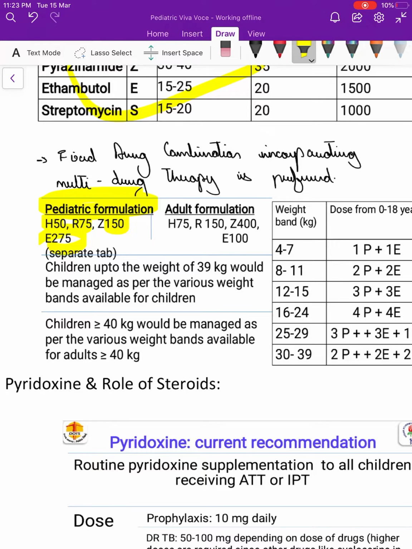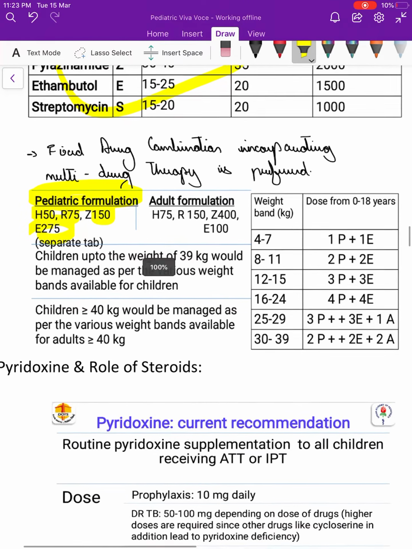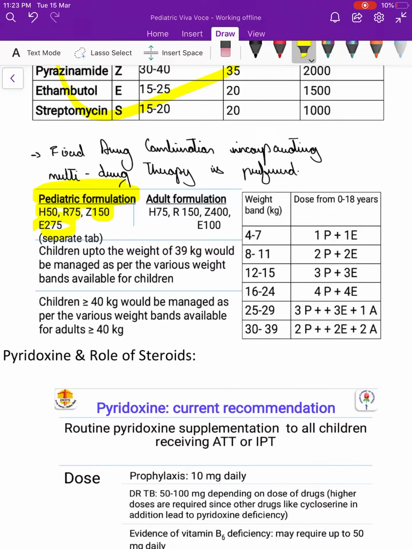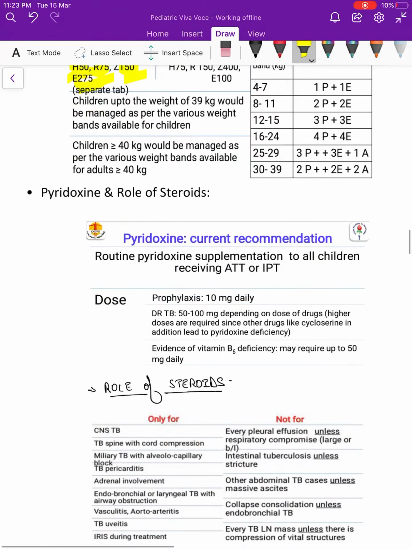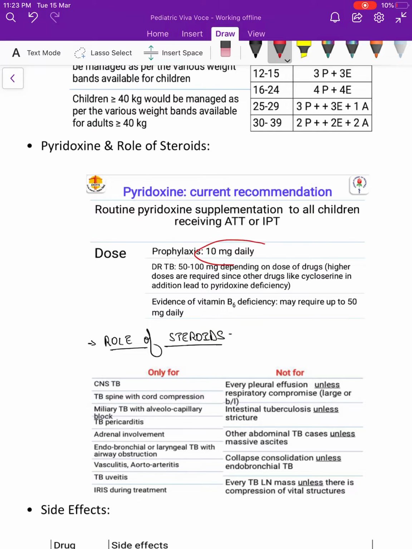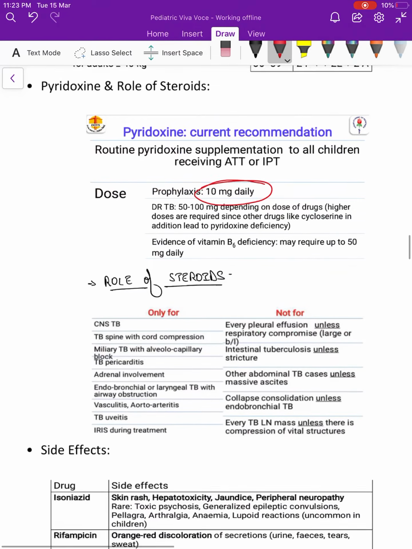What is different between pediatric and adult formulation is that in the pediatric formulation you will get ethambutol as a separate tablet. So one tablet contains HRZ and one more separate tablet of ethambutol is given, as compared to adults. Each formulation will have isoniazid 50, rifampicin 75, pyrazinamide 150 and ethambutol 275 mg. Fine. And pyridoxine is given along with all. Whenever we give ATT, we have to prescribe pyridoxine as well, and the dosage is 10 mg daily.